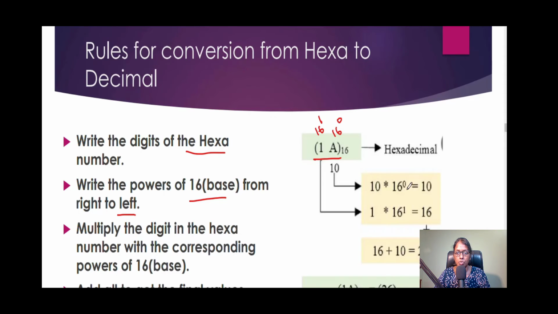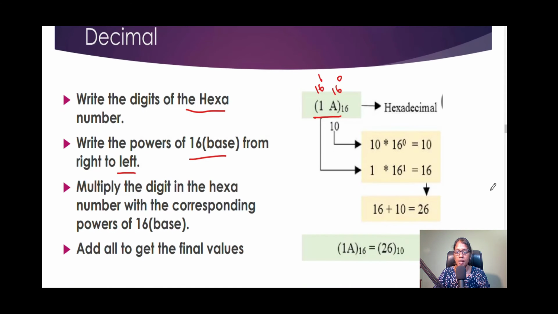So 10 into 16 to the power of 0, that is, 16 to the power of 0 is 1. 1 tens are 10, so 1 into 16 is 16. Now we have to add these values. Whatever we have seen previously, the same concept: multiply the digit in the hexa number with the corresponding powers of 16, and add all to get the final value, which is 26.